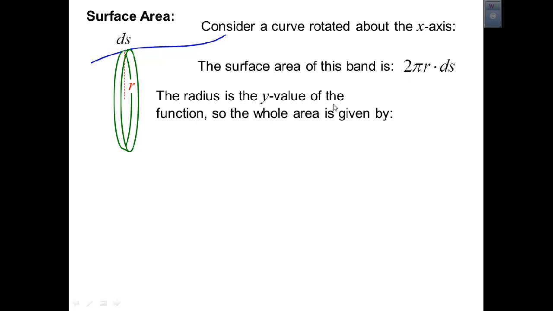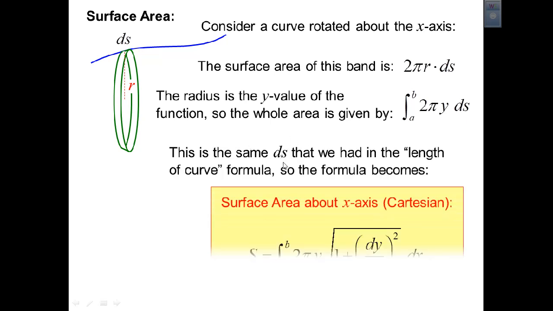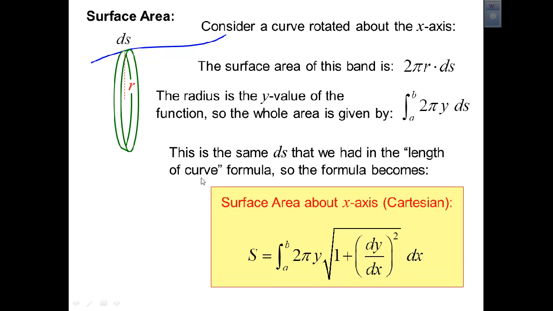So the radius is the y value of the function. So the whole area is going to be given by the integral from a to b of 2 pi y ds. Now, this is the same ds that we had in the length of the curve formula. So when we put that in there, the formula now becomes s equals the integral from a to b of 2 pi y times the square root of 1 plus dy dx squared dx.